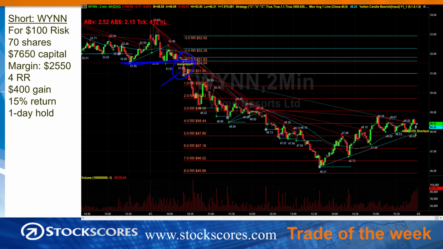That is a $7,650 position. But because we can use margin, you can divide that capital requirement by 3, so it actually only requires $2,550, and it earned at the close a 4 times risk, although it went down as much as 7 times risk. So at very best during the day, it made you $700 for every $100 of risk. By the end of the day, it was making you $400 for every $100 of risk, and that was a 15% return on a 1-day hold.